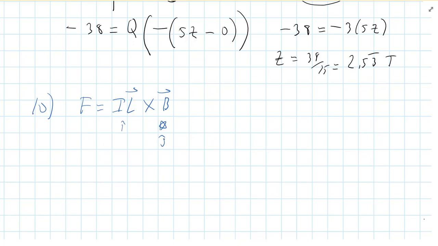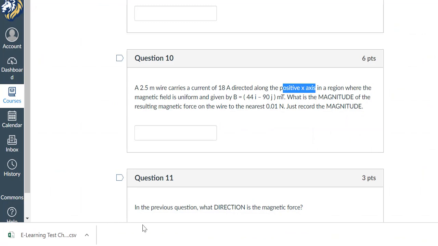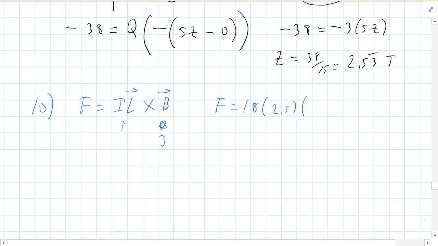So for me, force would be the I. For me, it was 18. The L for me was 2.5. And then I'm just going to multiply this by just the Y component of the magnetic field. Now, by the way, they're only asking for a magnitude, so I don't care about the negative sign here. So it's 90 milliteslas, which is 0.09 teslas. So 0.09. So that's going to be my force. For me, I get 4.05 newtons.